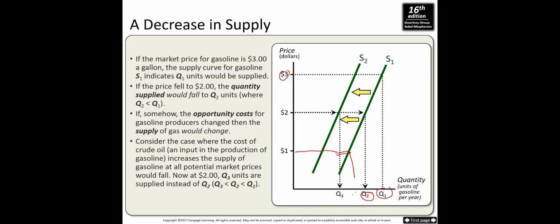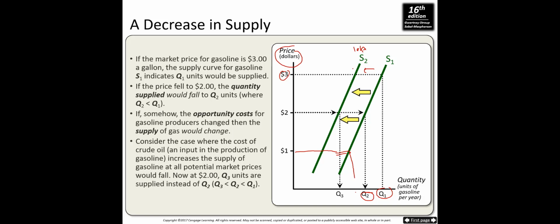If somehow the opportunity cost for gasoline producers changes, then the supply of gas will change. So if anything other than the price of gasoline changes, you need to shift the curve. Why? This is purely mathematical. Price is on the vertical axis, but other determinants are not on any axis, so you have to shift the whole curve to the right or to the left. This is a left shift, a decrease in supply.